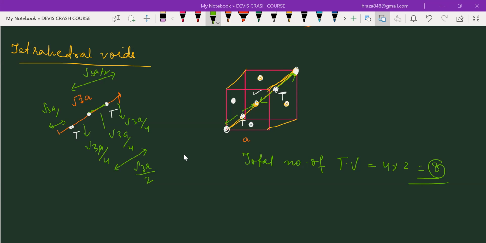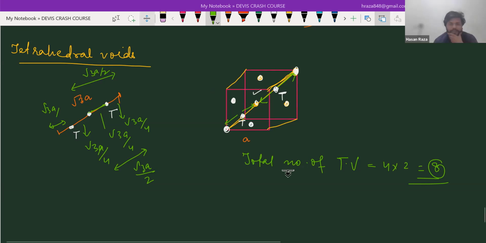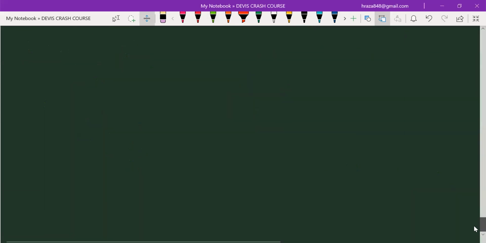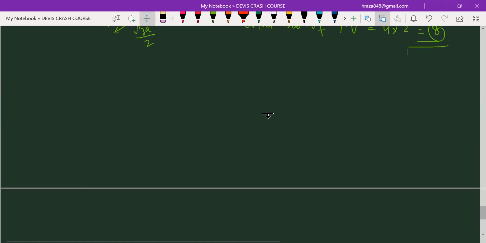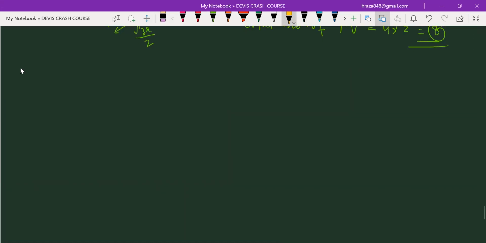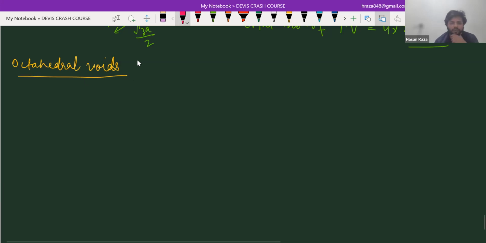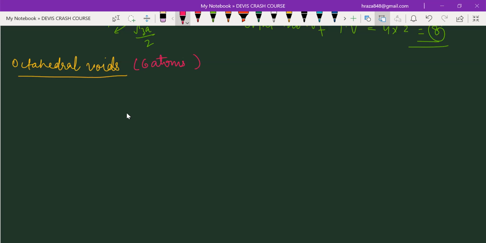Done. Very good. Now we will come to octahedral voids. And you know that they form due to 6 atoms, right? Now come to the point.